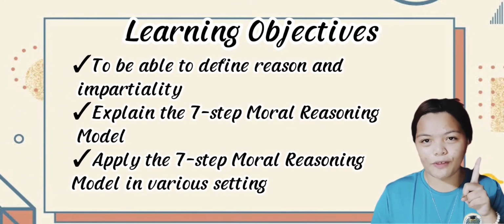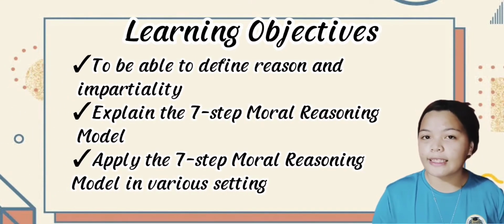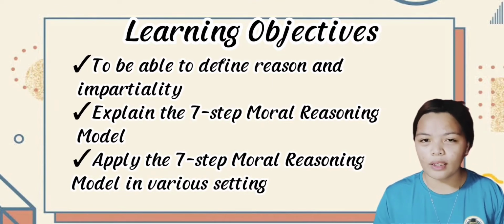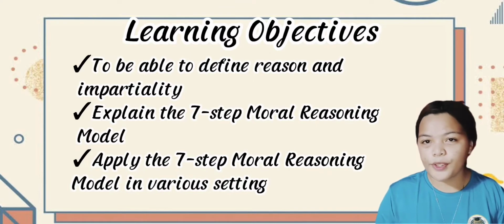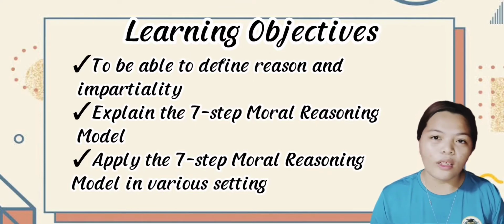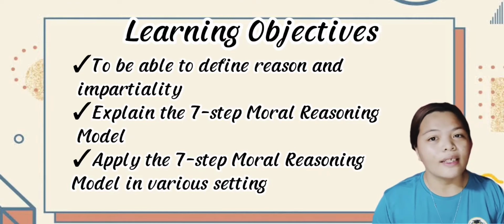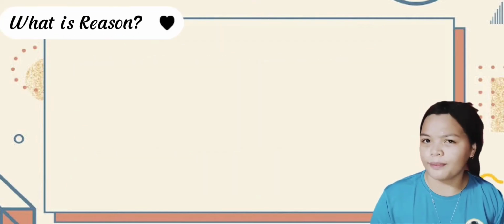First is to be able to define reason and impartiality. Second, to know the 7-step moral reasoning model. Third is to be able to apply the 7-step moral reasoning model in various settings. So, let us first know what reason is.